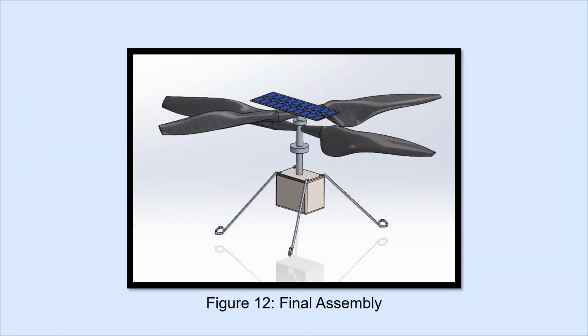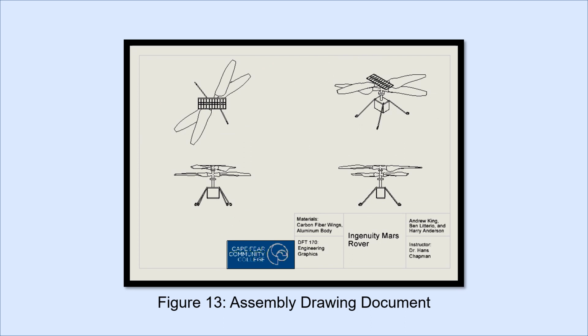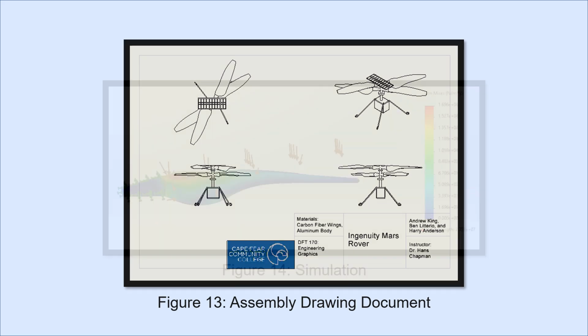This is a screenshot of our final assembly. We were able to use parallel, coincident, and concentric mates to ensure that all the parts fit properly together and with correct clearances. This is our drawing document, complete with front, top, right side, and isometric views.